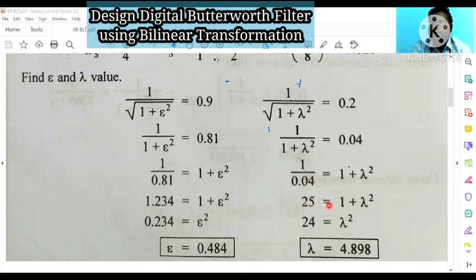So 1 divided by 0.04 is 25. 25 equal to 1 plus lambda square. Now 25 minus 1 is 24, so 24 equal to lambda square. Therefore lambda equal to, when you take the square root, 4.898. Okay, so far we have found the epsilon value, lambda value, omega p value, and omega s value. We found all the 4 parameter values.